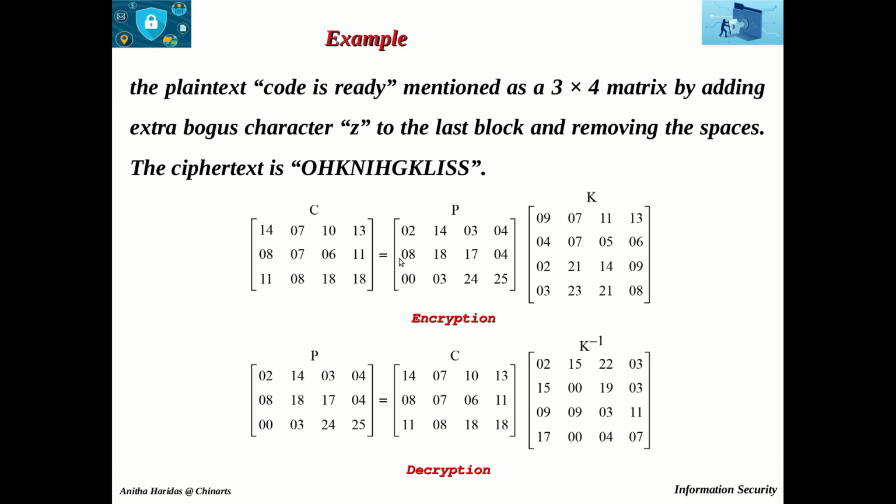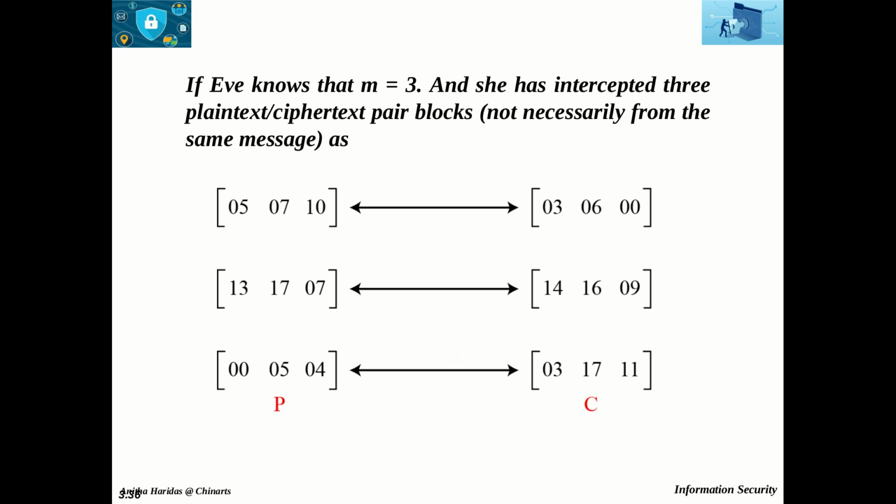And this is the plain text that we are going to encrypt. Now this plain text is multiplied with the key matrix, which will produce the ciphertext, and in the decryption process the ciphertext will be multiplied with the inverse of the key matrix for producing the plain text. This is what we are going to do here.